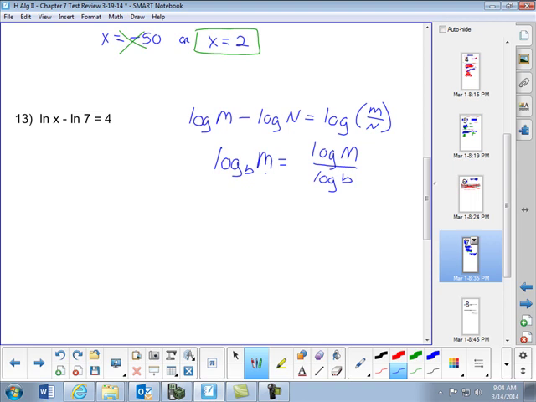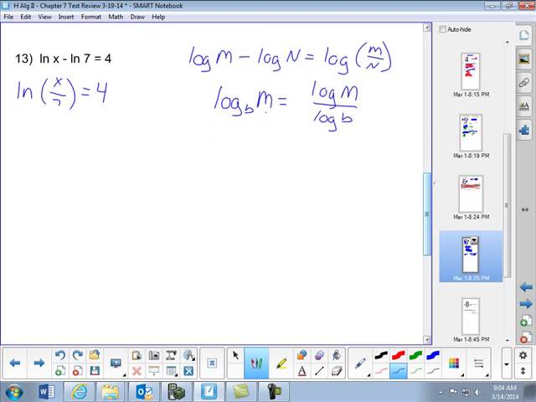So this problem is going to follow this top rule. We know that the natural log of, and you always take this divided by this, so it's going to be x over 7 equals 4. So we moved it into a single log, because we can't really solve these log equations until we move them into single log form. Now we're going to want to change it into exponential form. But what's my base here?